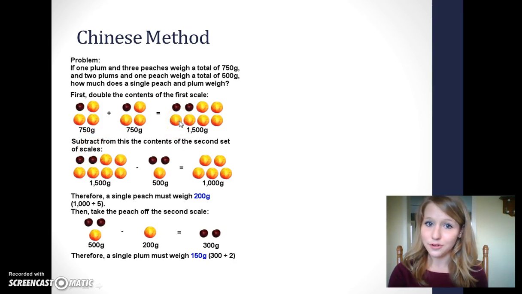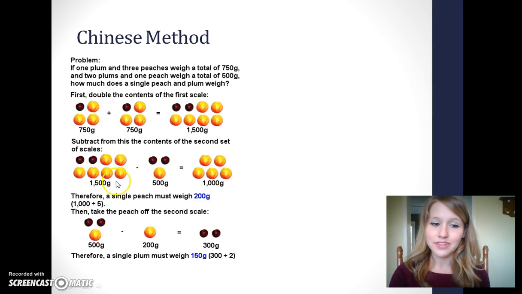So the next step they took was to subtract from this the contents of the second scale. So they took what they got in the first step, and they subtracted their second scale, which was 2 plums and 1 peach weigh 500 grams. So they subtracted the second from the first step, and their 2 plums canceled out. They got rid of 1 peach, so they were left with 5 peaches equal to 1,000 grams. So 5 peaches weigh 1,000 grams, and we wanted the weight of 1 peach. We can divide 1,000 by 5, which gives us 200 grams.